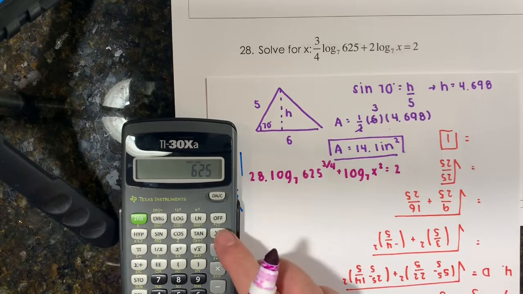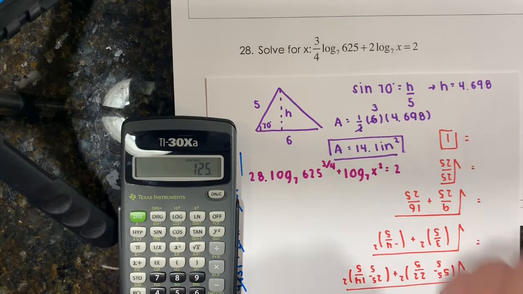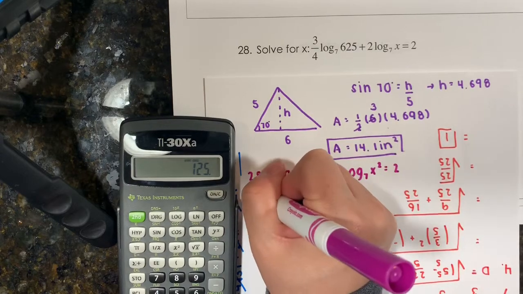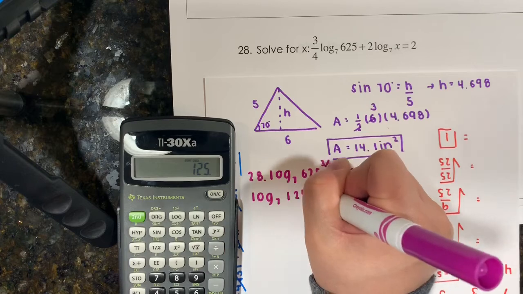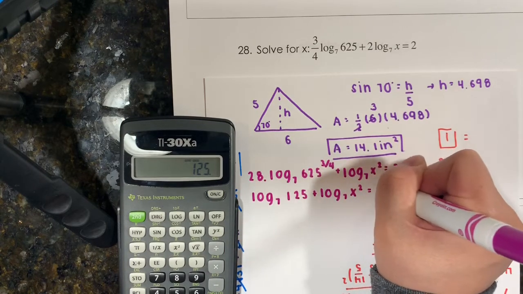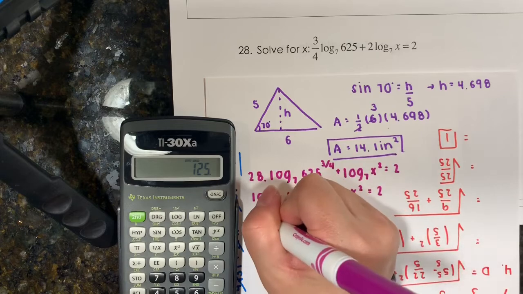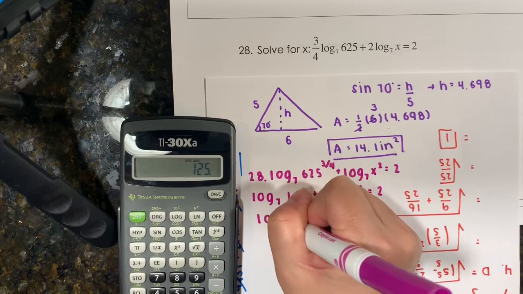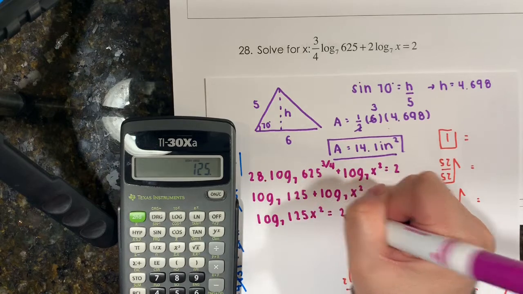So 625 to the power of 0.75 would be 125. So I have log 7 of 125 plus log 7 of x squared equals 2. To combine these, I'm going to multiply the two numbers together. So this would be log 7 of 125x squared equals 2.